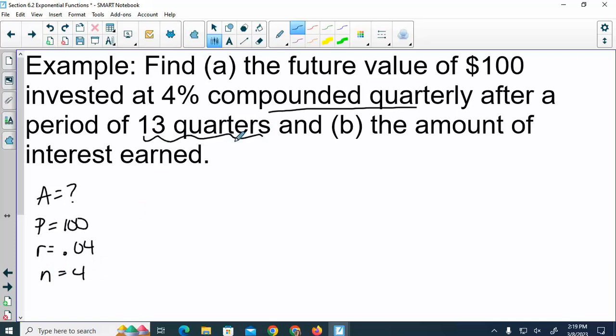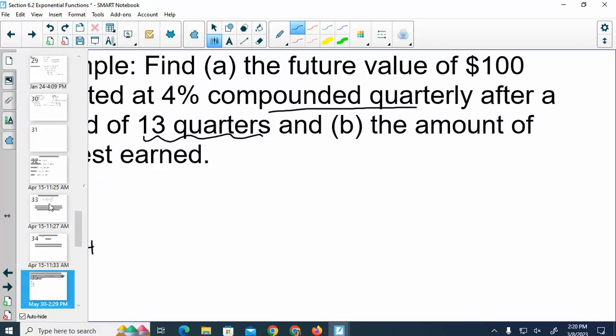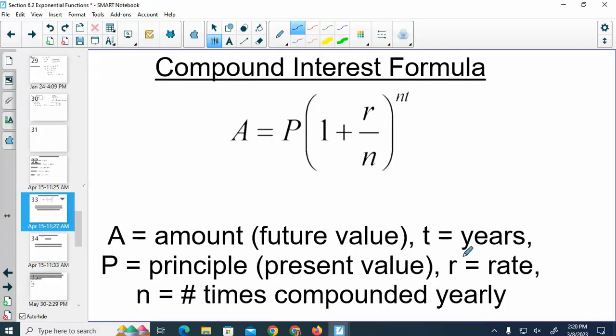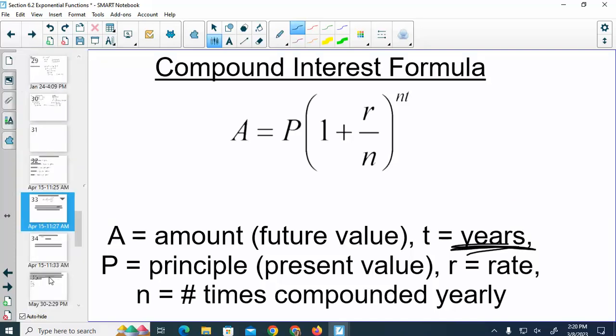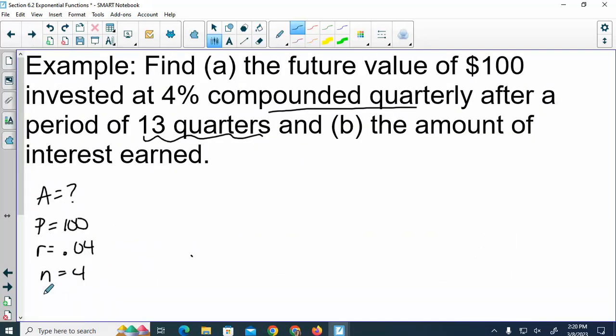Now here's where we have to be careful. Time has to be measured in years. So how would I change 13 quarters into years? How long is a quarter? Or how many quarters are in a year? 4. So we could do 13 over 4, or you can use the decimal 3.25 years.